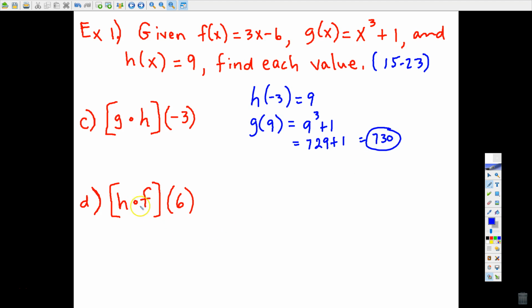Okay, now this one, f of 6. If we input 6 into the f function, we get 18 minus 6, which is 12. Now 12 becomes the input for the h function. Well, it really doesn't matter what the input for the h function is, the output's always going to be the same. And so my answer for letter D is 9. Okay, so that is the type of thing you're going to be doing on 15 through 23.